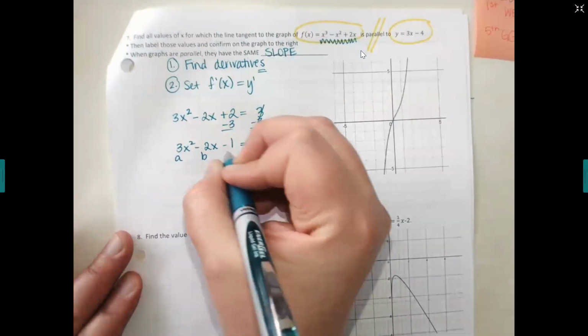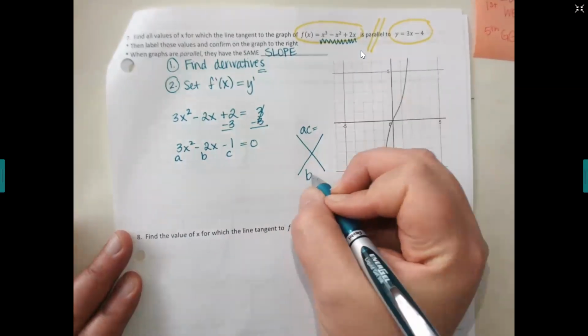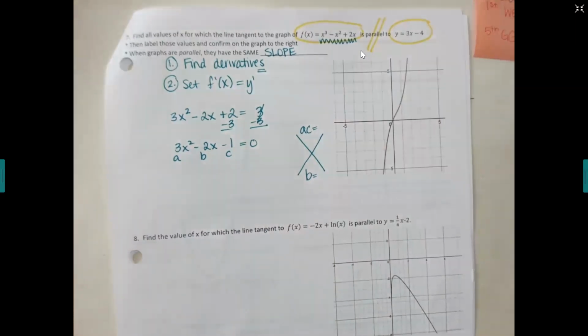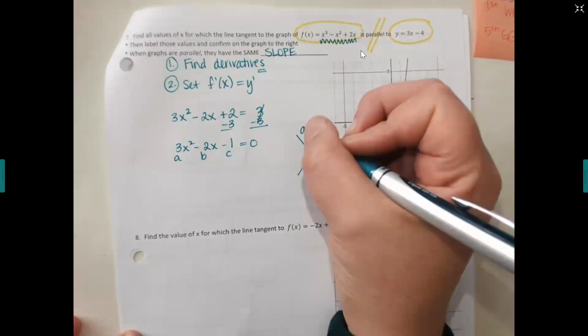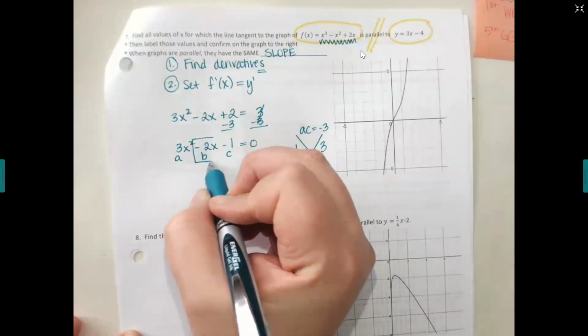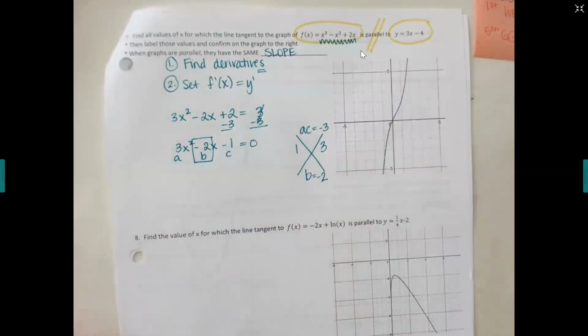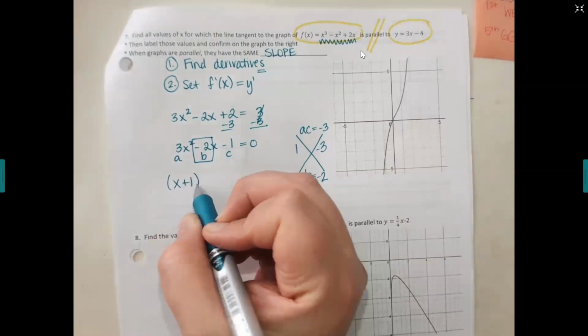So A, B, C, set up your chart. AC at the top, basement at the bottom. AC is going to be 3 times negative 1. What will we get? Negative 3. And the only way to times to get 3, since it's prime, is 1 times 3. What's my basement number? Negative 2, which means that when I subtract, do I want to put the minus on the 1 or the 3 side? The 3, very good. So I have x plus 1 and x minus.